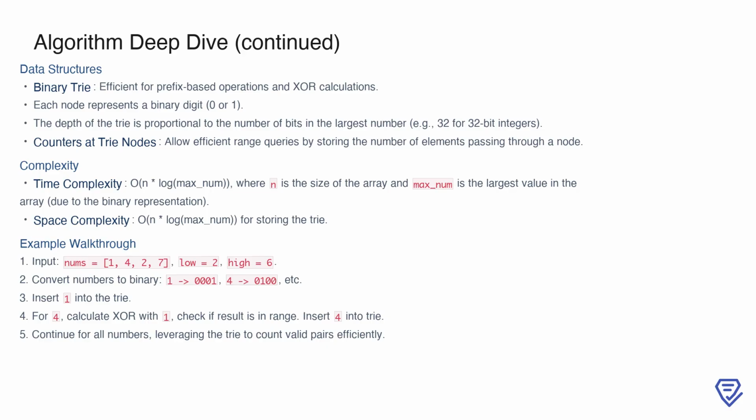For example, if our input array is 1, 4, 2, 7, and the range is 2, 6, we start by converting each number to binary and inserting them into the tree. As we process each number, we calculate its XOR with previously inserted numbers and check if the result falls within the range. This approach allows us to efficiently count valid pairs without explicitly iterating over all possibilities.